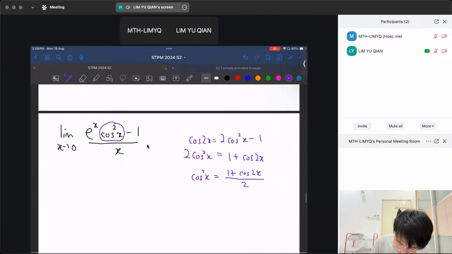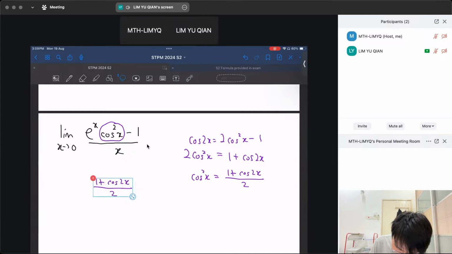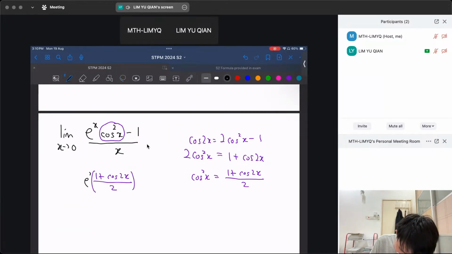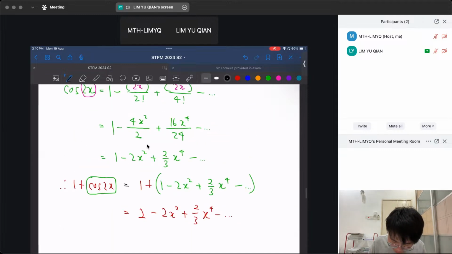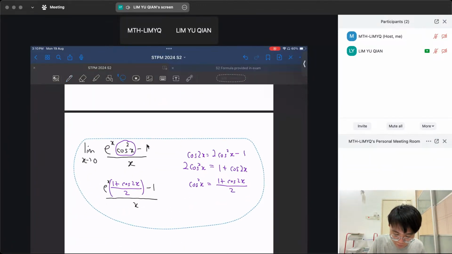Okay, let's substitute with this one, 1 plus cos 2x over 2 here, multiplied by e^x minus 1 over x. Hey, have we found the multiplication between them? Okay, I haven't done that, so I should do that first.